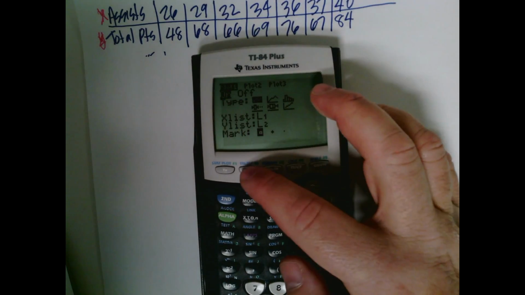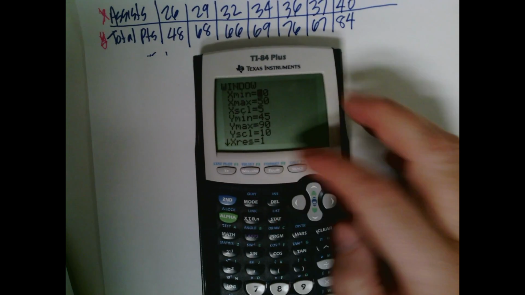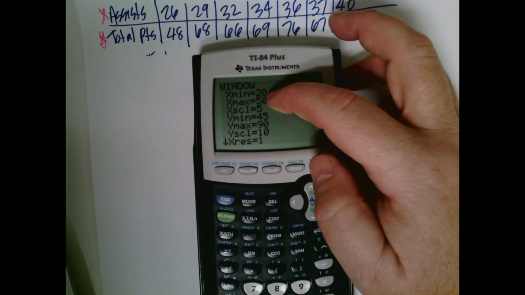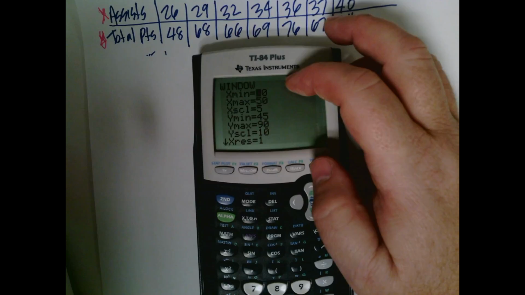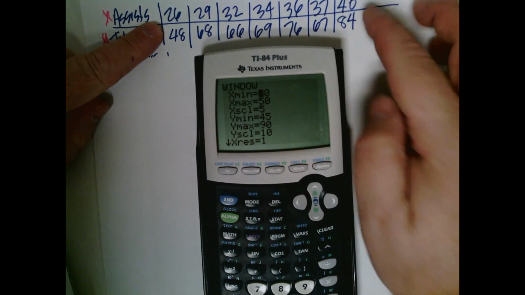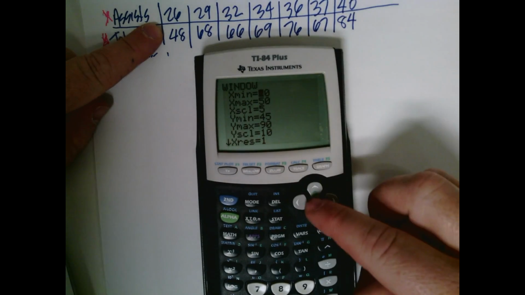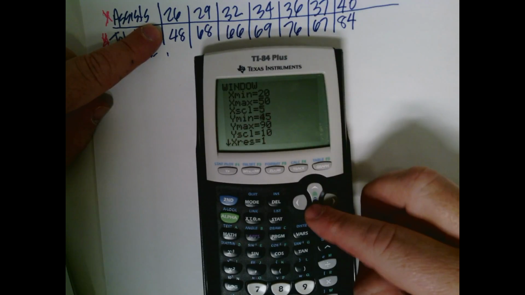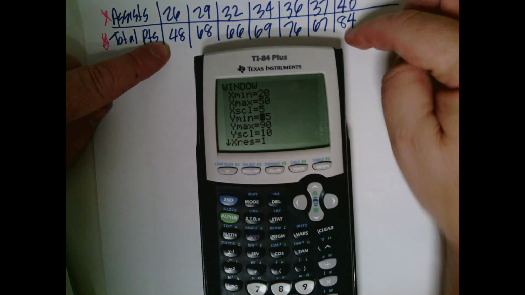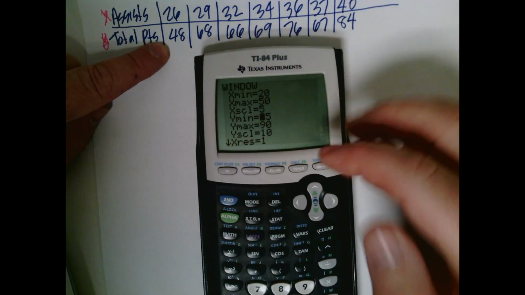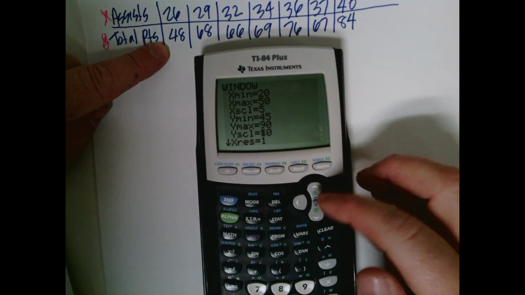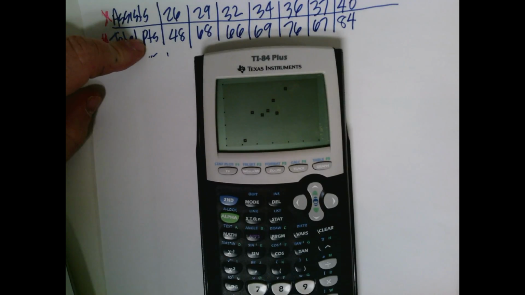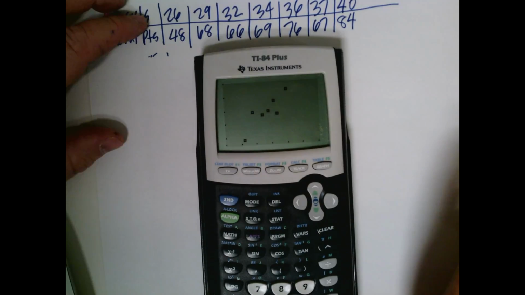And then the next thing you do is put the window in. Hit window and then fit the X's and Y's so it'll fit on the screen. So our X's, the smallest is 26 and the largest is 40, so I've set it for 20 to 50, and put little hash marks at 5. And the bottom goes from 48 to 84, so I go 45 to 90 to include all the data points, and I put hash marks at 10. And then you just hit graph, and you should get your stat plot. All right? Okay, so that's the stat plot.